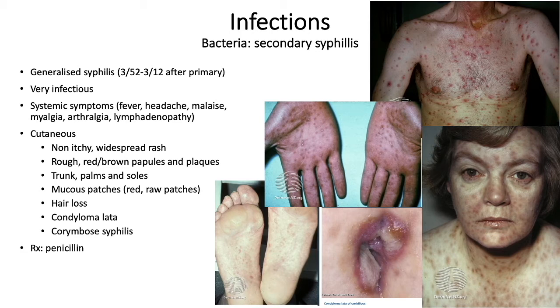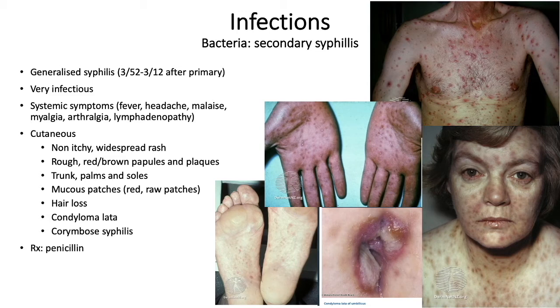In terms of skin signs, they have a non-itchy, widespread rash. This tends to be over the trunk and can be on the palms and soles, and it consists of red or brown rough papules and plaques. There are a few different images here that show secondary syphilis, in particular on the palms and soles, and in the centre on the bottom is a condyloma lata.